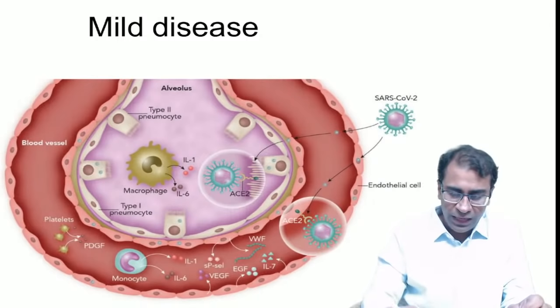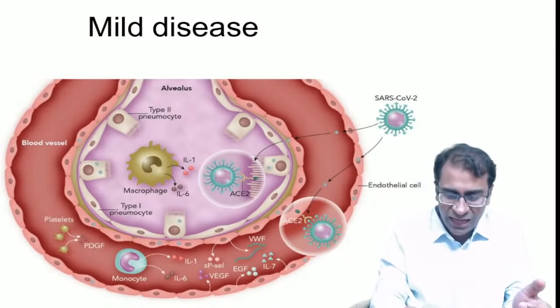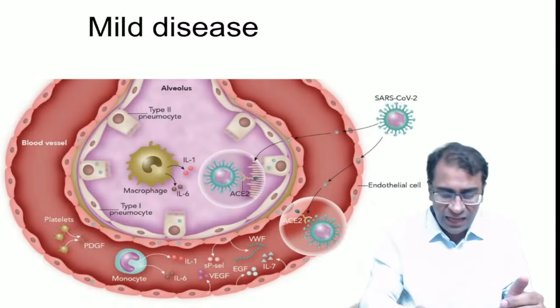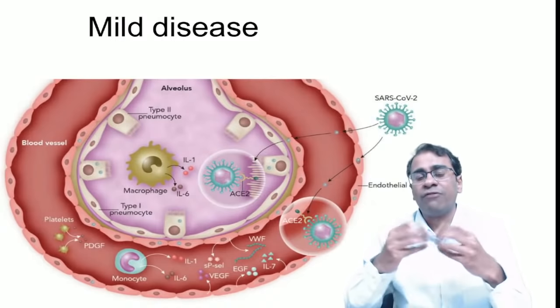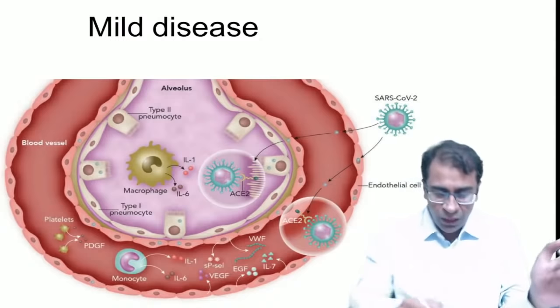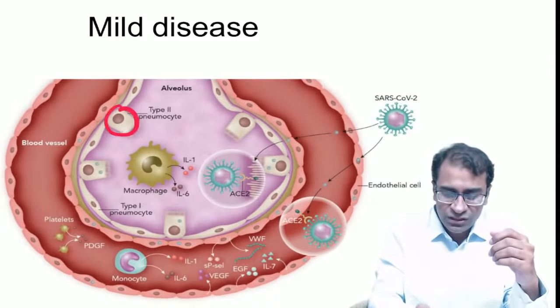In a mild disease, if this is a COVID-19 infection, let's assume this is a type 2 pneumocyte. What happens is the COVID-19 viruses enter the type 2 pneumocytes by the ACE2 receptors. Now, once the virus has entered the type 2 pneumocytes, what happens? They actually start proliferating here.